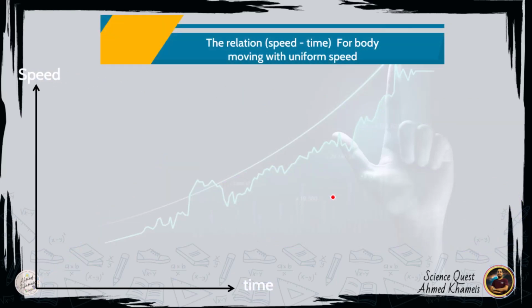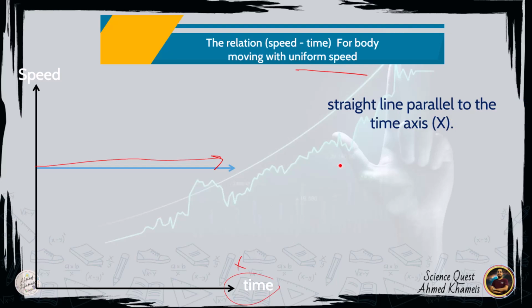Second, the relation speed-time for a body moving with a uniform speed. Uniform speed again means that the object is moving with the same speed. So the speed of the object doesn't change, and the relation would be represented by a straight line parallel to the x-axis or time axis.